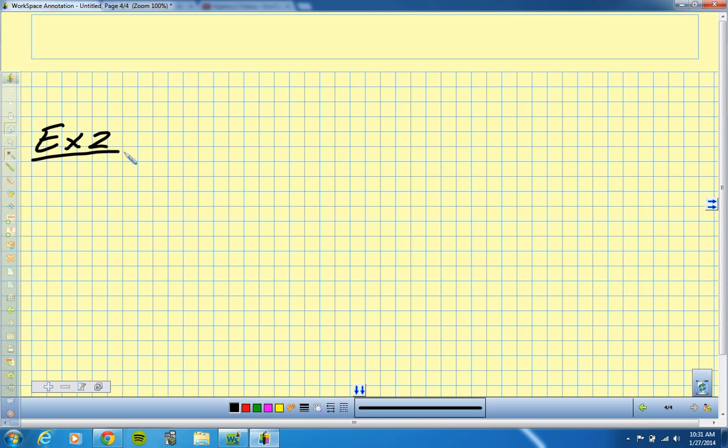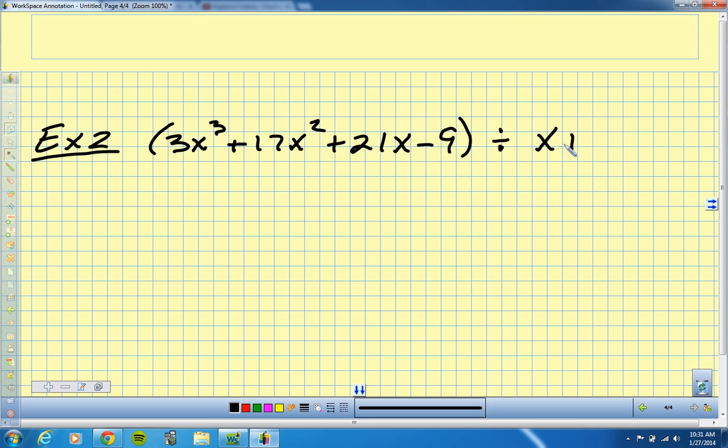Okay, so we'll have 3x cubed plus 17x squared plus 21x minus 9 divided by x plus 3. So first thing I do is I set this binomial equal to 0, so x equals what? -3. Really common error juniors make is they forget to do that part.